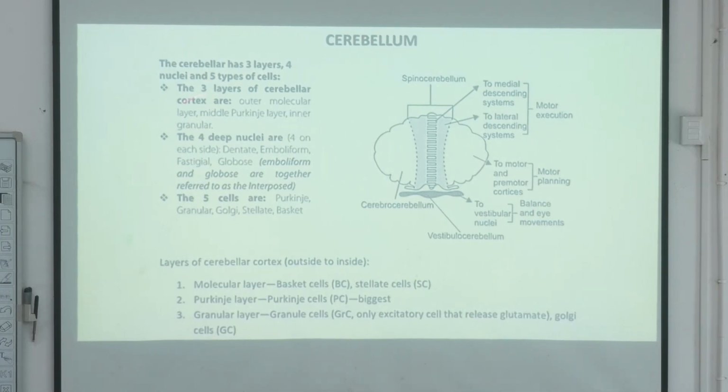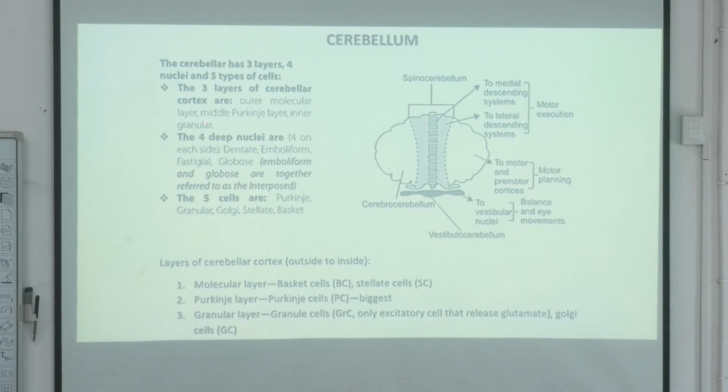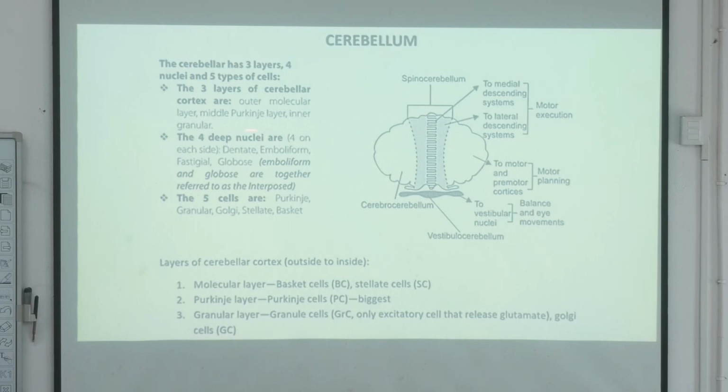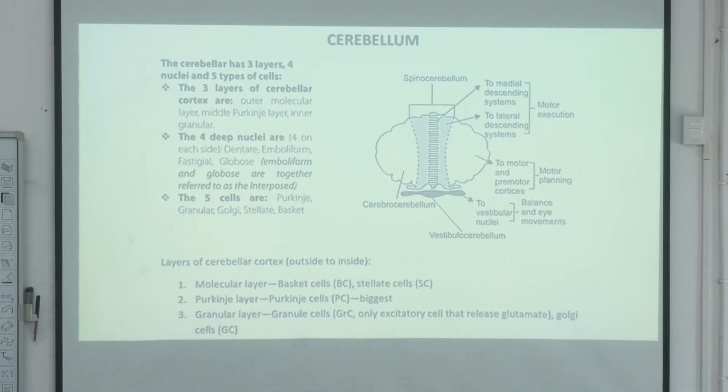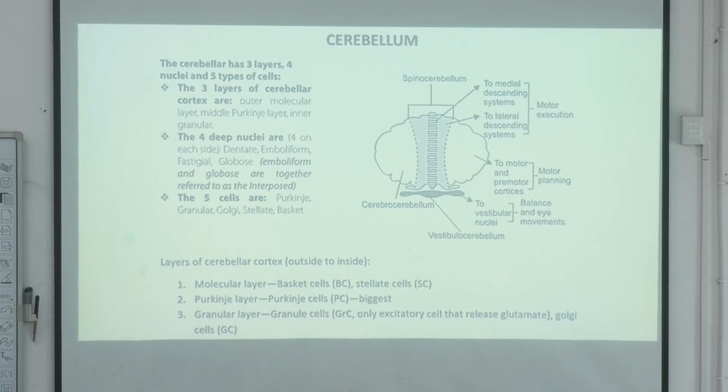The 3 layers of cerebellum are the outer molecular layer, the middle Purkinje cell layer and the inner granular layer. 4 deep nuclei, you need to remember what are the deep nuclei: dentate, emboliform, fastigial, globose, right?